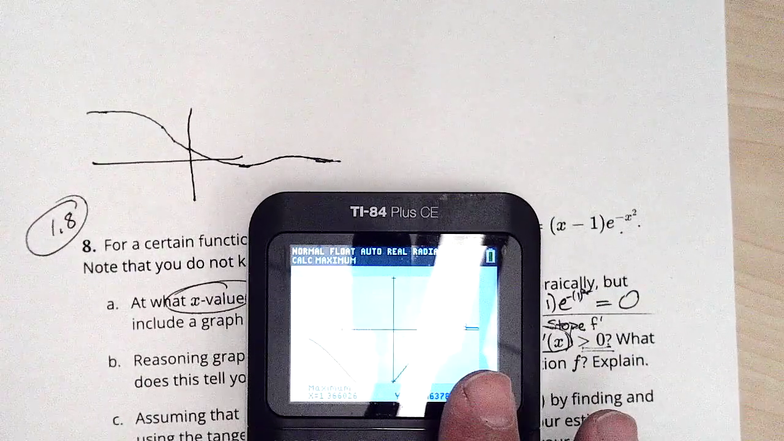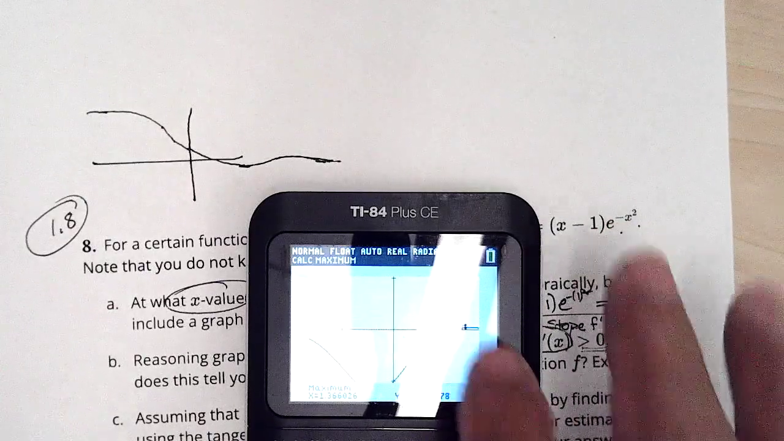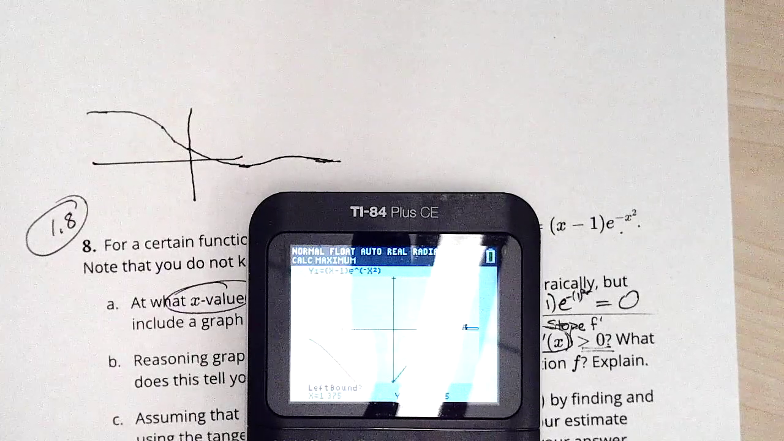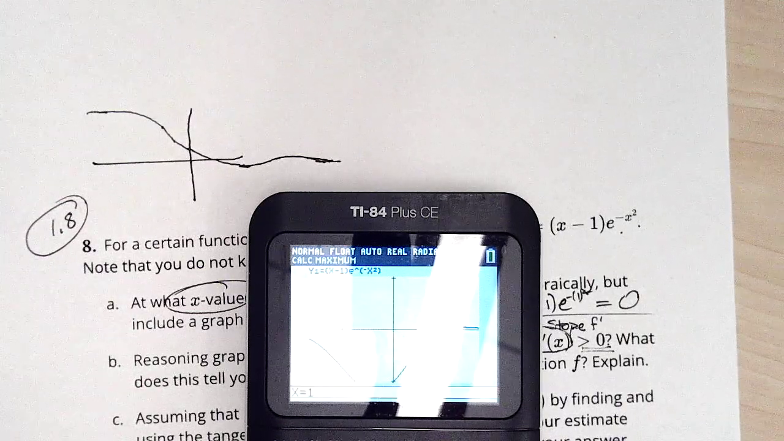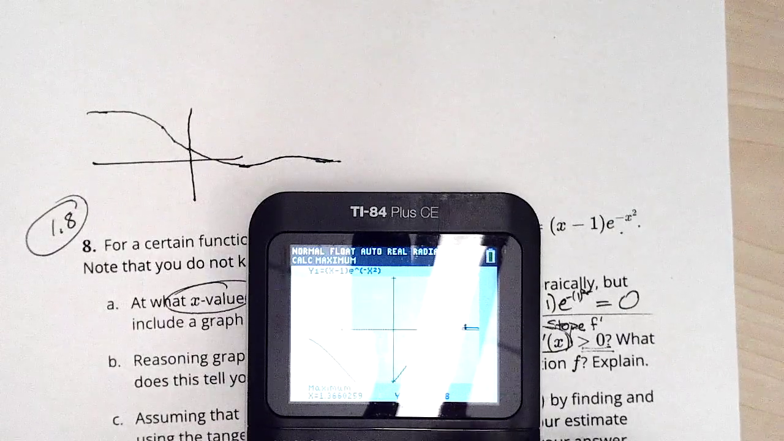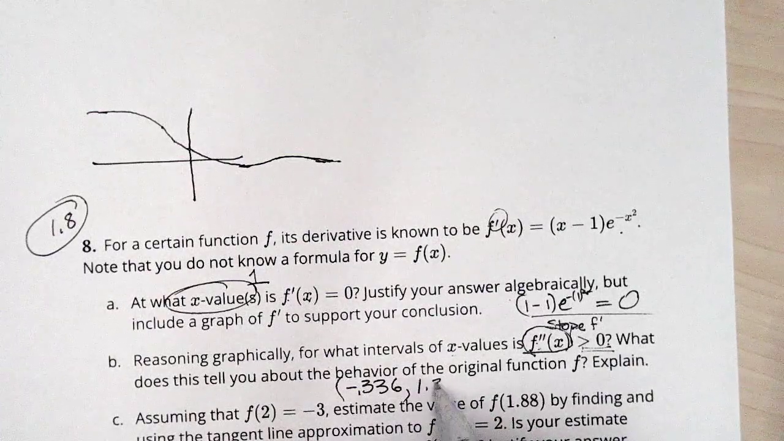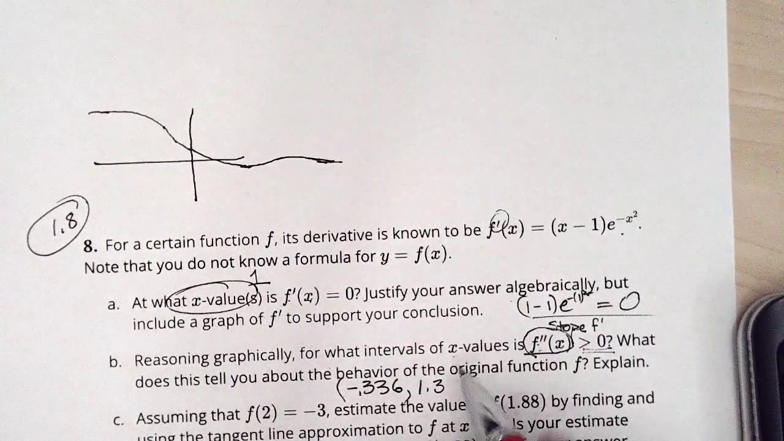Did I guess between 1 and 1.3? Let's see. Second, calculate, make sure I included that. Maximum between 1 and 1.4, and my guess is 1.3, and it says 1.366. Negative 0.336, yes.